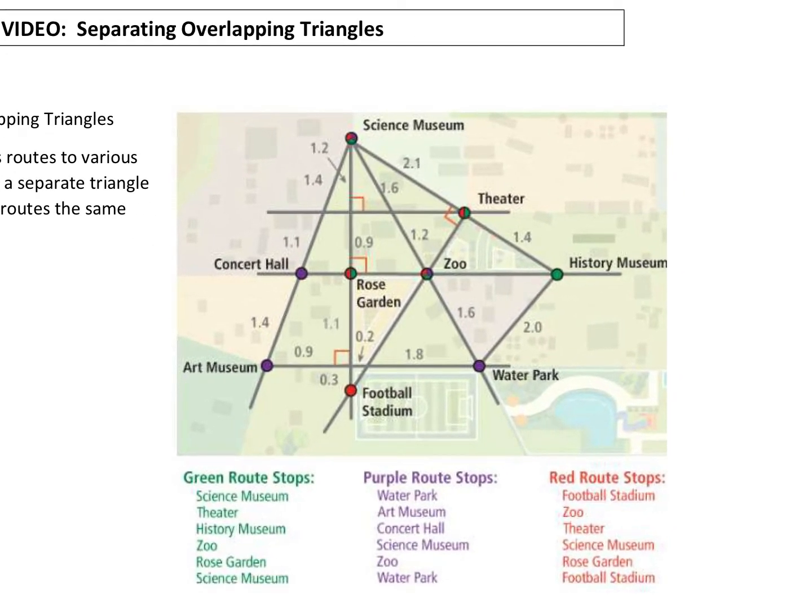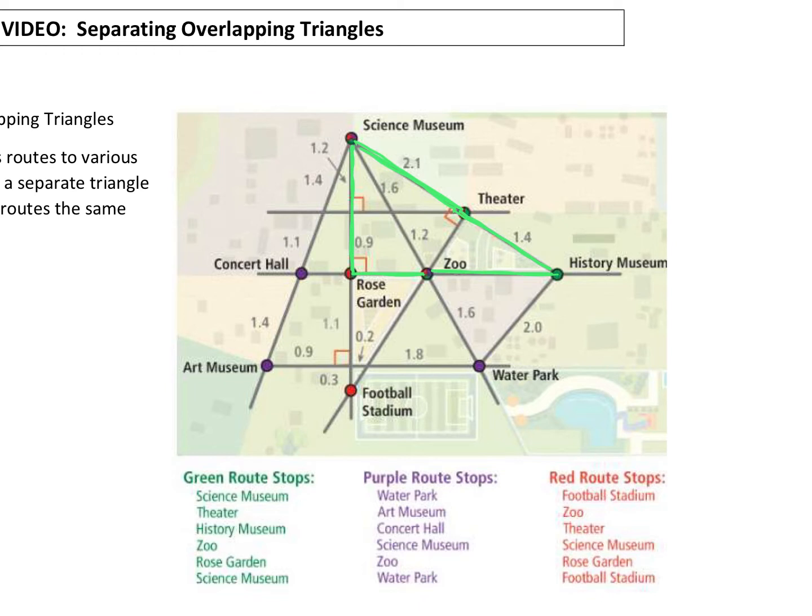So we have the green route. The green route starts at the Science Museum and goes to the theater. So I am just going to track the green route. From the Science Museum to the theater, and I'm just reading, here's the route over here. After the theater, they head to the History Museum. Great. From the History Museum to the zoo. From the zoo to the Rose Garden. And from the Rose Garden back up to the Science Museum.